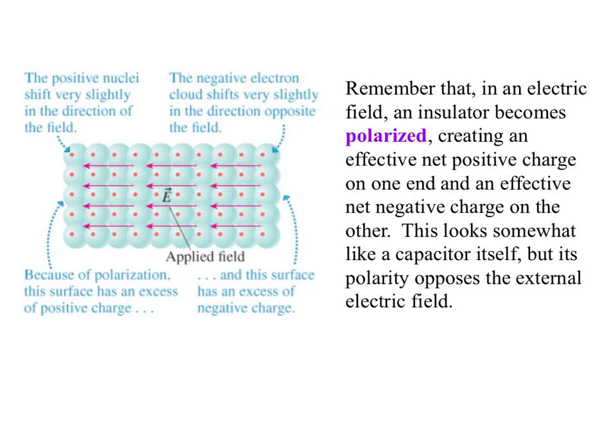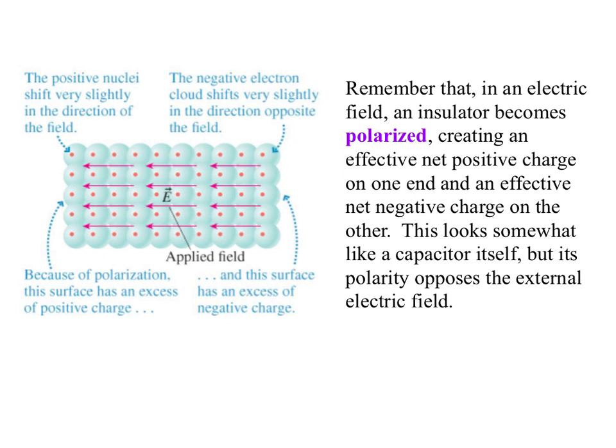All right, remember that in an electric field, an insulator becomes polarized. That is, the positive and negative charges, although they can't flow away from each other, do get distorted by the field. The positive charges move in the direction of the field, and the negative charges move very slightly in the direction against the field. This creates an effective net positive charge on one end of the insulator and a net negative charge on the other side.